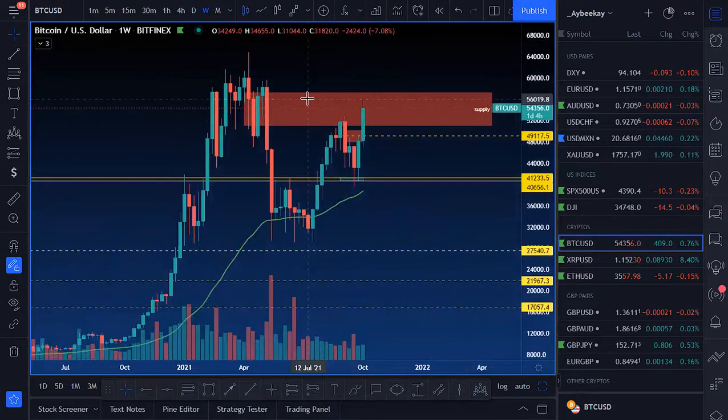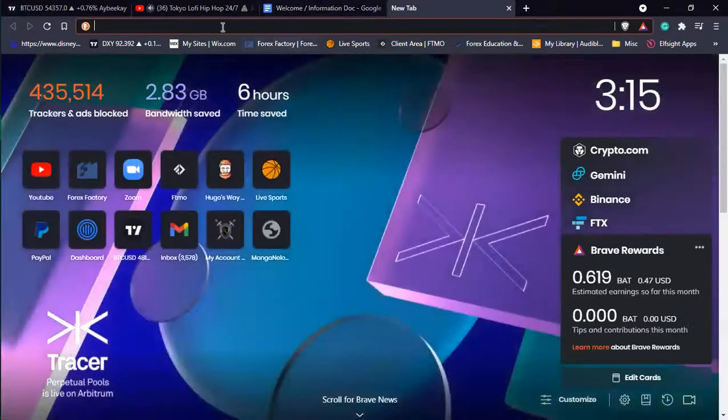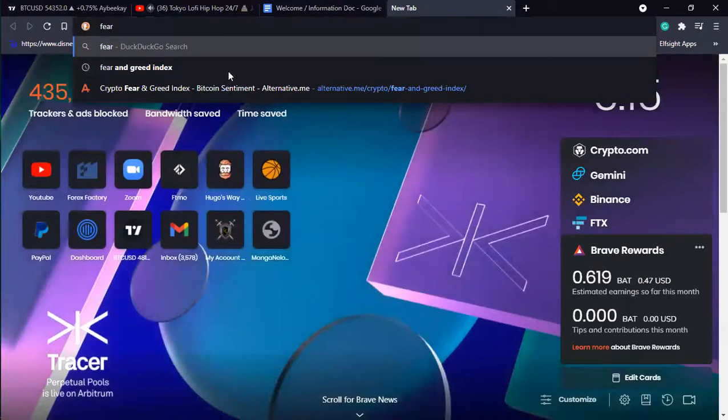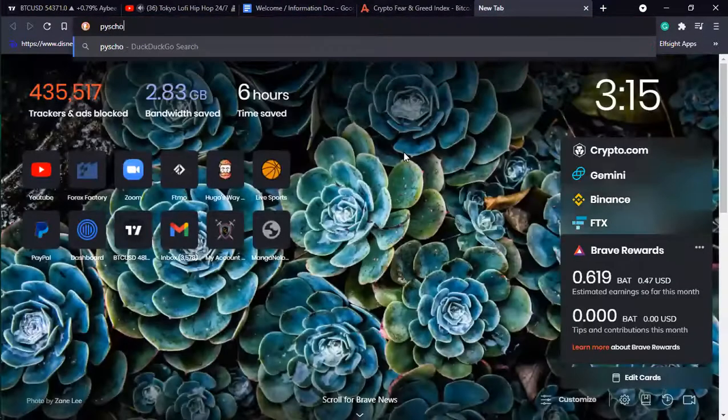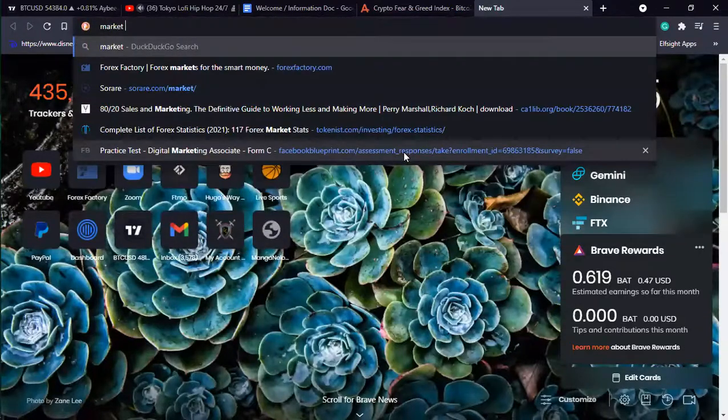And hey, let's go and take a look at some stuff right here. Let's go take a look in the Fear and Greed Index, number 1, and number 2, let's look at this. I call it market psychology.